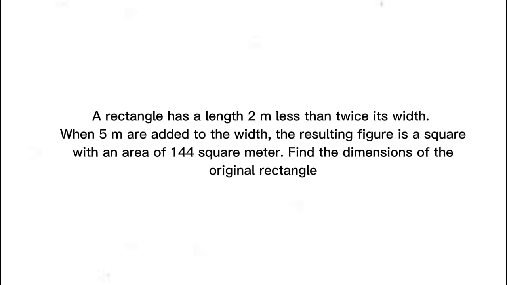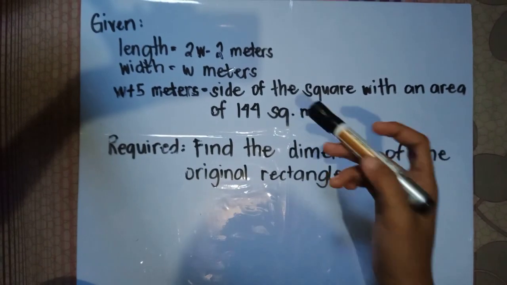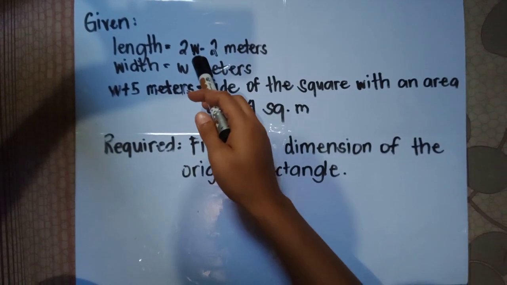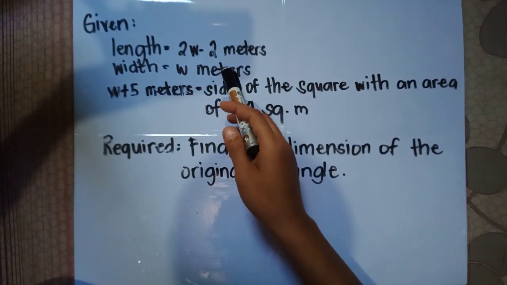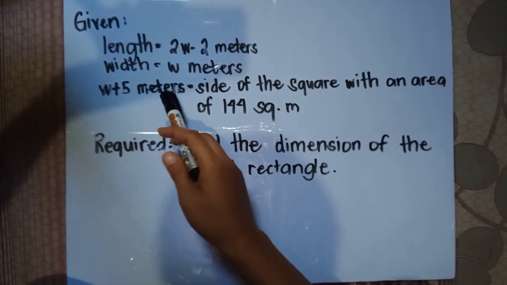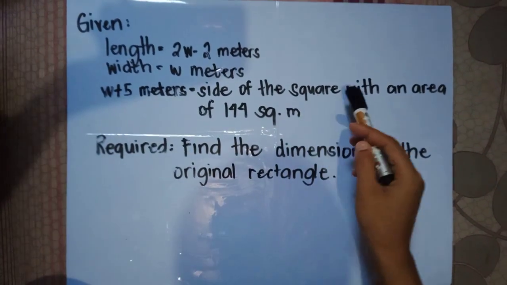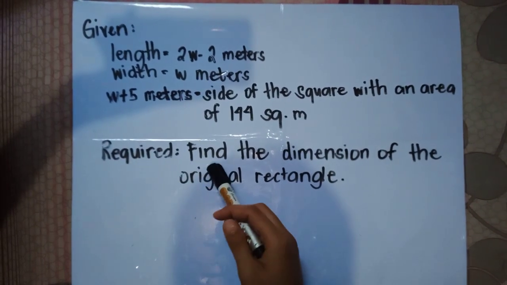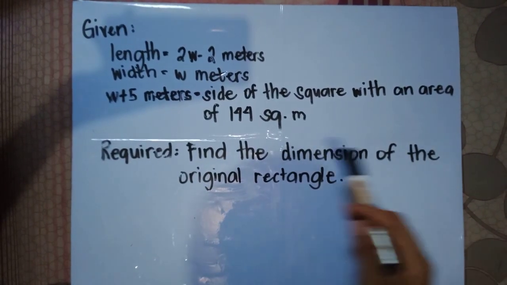A rectangle has a length 2 meters less than twice its width. When 5 meters are added to the width, the resulting figure is a square with an area of 144 square meters. Find the dimensions of the original rectangle. The given: length is equal to 2 meters less than twice its width. The width is equal to w meters, and w plus 5 meters is equal to the side of the square with an area of 144 square meters. The required is to find the dimensions of the original rectangle.